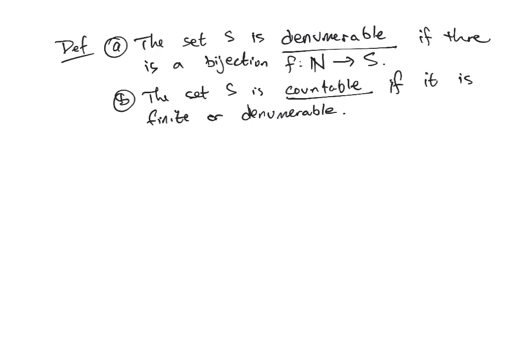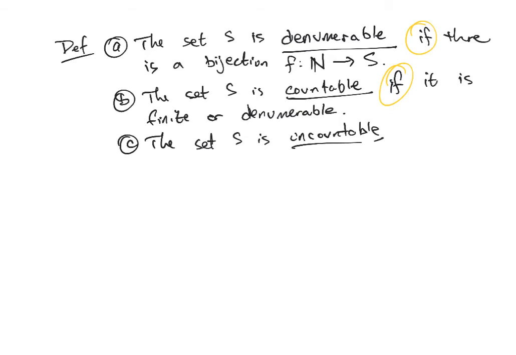So a comment in the chat was about these ifs. I guess they really are if and only ifs because they're in a definition. Okay? You can interpret them as if and only ifs. Final definition to go with these. The set S is uncountable if it is not countable.